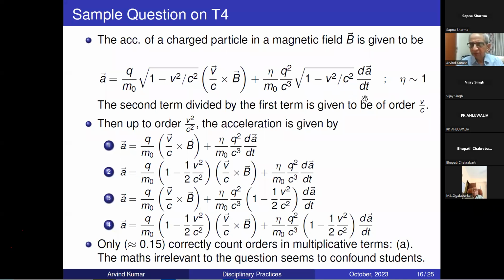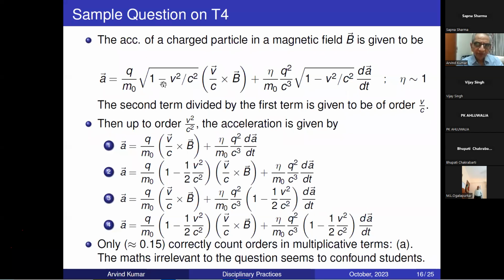So it's a very complicated term and not a very well established theory, but we had to construct some question in this. The second term divided by the first term is given to be of the order of v by c. Now the point in this question is that this whole surrounding maths is quite irrelevant. You can see orally that dA by dt is v by c into this term. So dA by dt is a v square by c square term. So it's second order already in dA and v, and this is first order.